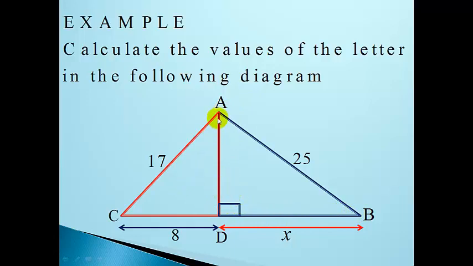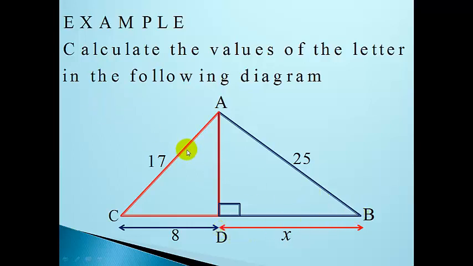Now we are given the distance from A to C to be 17. The distance from C to D is 8. The distance from D to B is x, and the distance from A to B is 25. So we are asked to find the value of x. That's the distance from D to B.